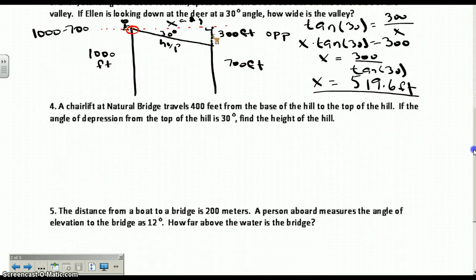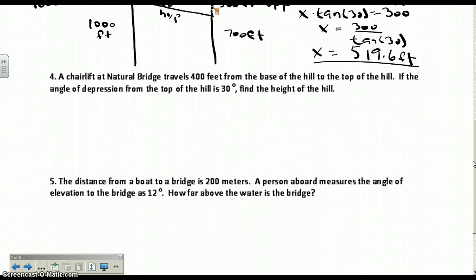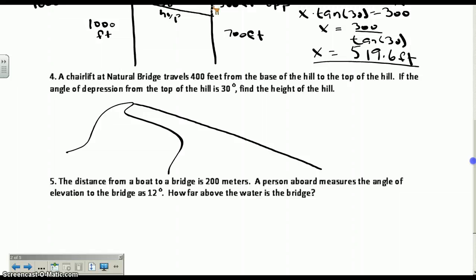A chairlift at Natural Bridge travels 400 feet from the base of the hill to the top of the hill. Okay, let's see if I can draw a hill. There's our hill. The chairlift travels 400 feet from the base of the hill to the top of the hill. If the angle of depression from the top of the hill is 30 degrees, remember angle of depression is always off the horizontal. So here's my horizontal. Let me create my right angle here. It's 30 degrees. Okay, so we're given this angle.